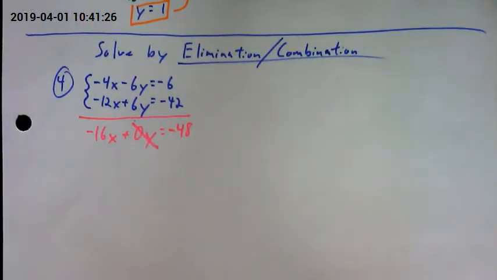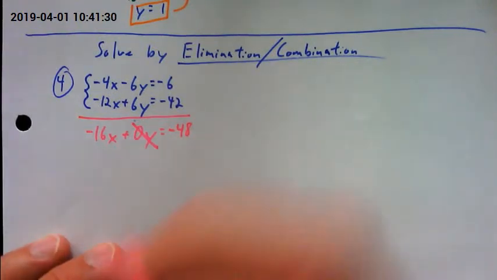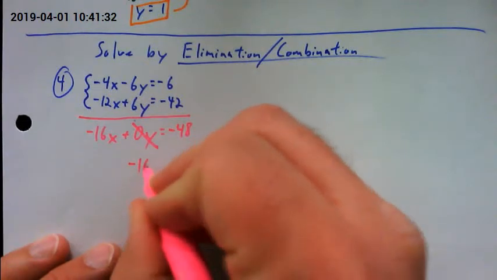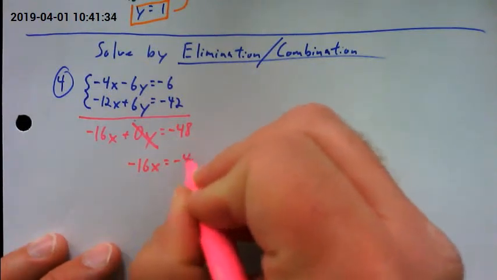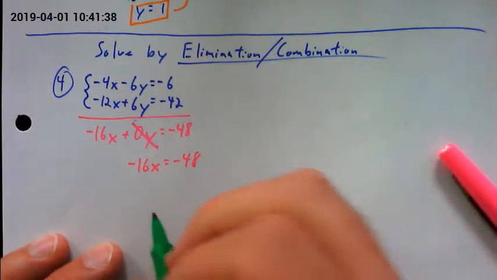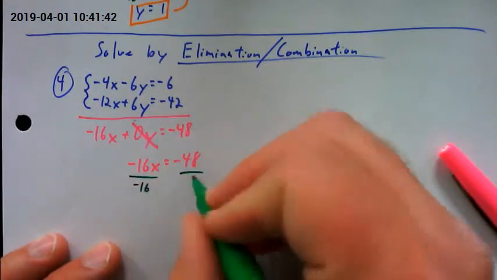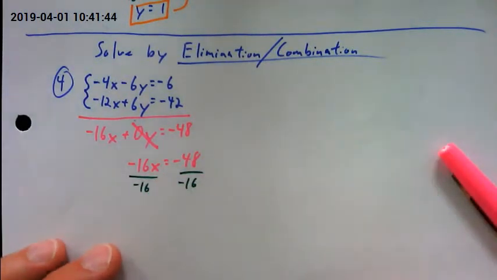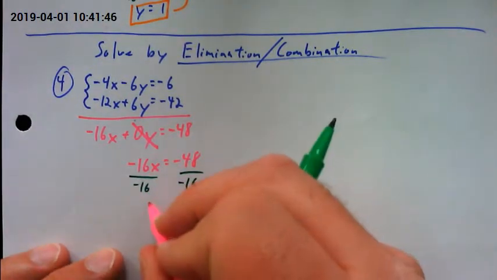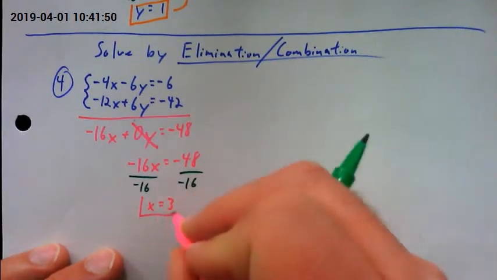So now that we have one equation with only one variable, let's go ahead and rewrite it so that it's easier to read. We can solve. So we're going to solve this by dividing off the negative 16. And we would get that x is equal to 3.